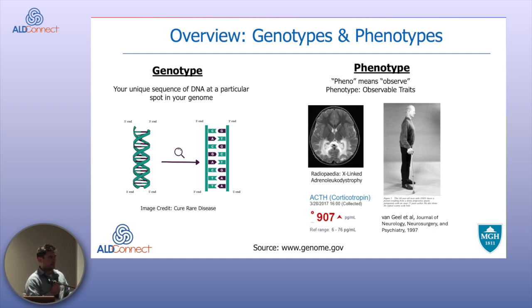So to get started, just as a side-by-side comparison of what a genotype and a phenotype is, I'm going to go into more detail for both of these, but your genotype most concretely is just your family's variant in the ABCD1 gene. A little bit more abstractly, what that means is it's a unique sequence of DNA at a particular spot in your genome, or in your genetic code. A phenotype, pheno comes from the term to observe. So technically, a phenotype is an observable trait. Obviously, we talk a lot about the major phenotypes, which are cerebral ALD, AMN, or adrenomyeloneuropathy, and adrenal insufficiency.